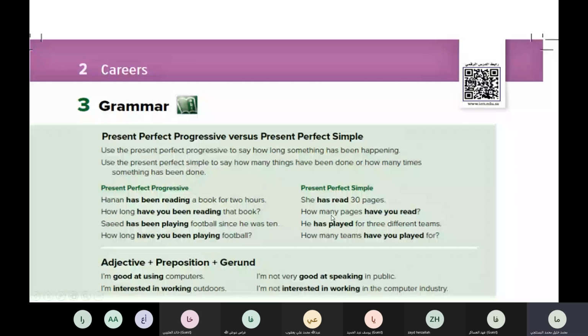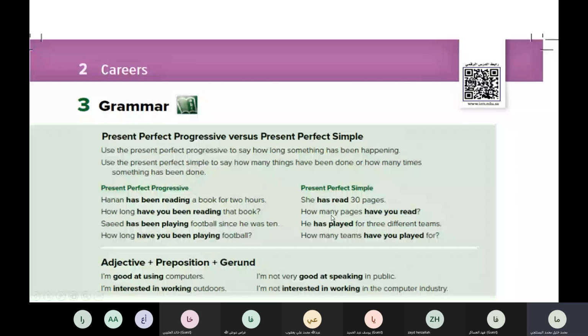But if you want to talk about the quantity or the number of things done, we ask with what? Yes. How many pages have you read? How many books have you read? So, we have to answer with what? With the present perfect form. I have read 30 pages. I have read 6 books.